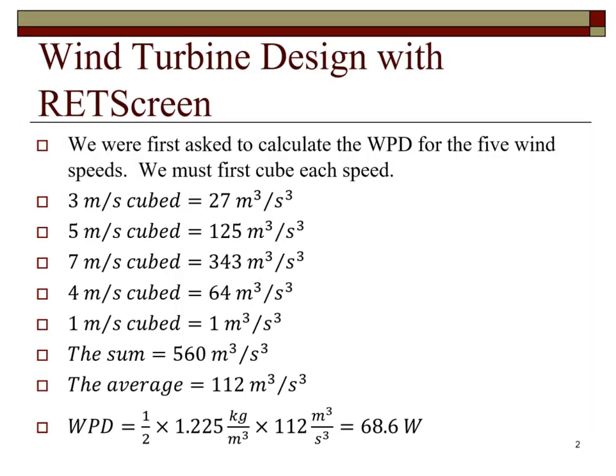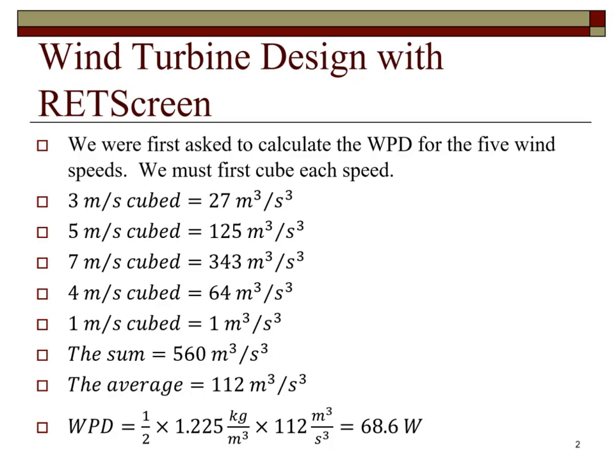We are first asked to calculate the wind power density of the 5 wind speeds representing the annual wind at an area. We first cube each speed, add all the cube speeds together, and then take the average. We then can use that average to calculate the wind power density.